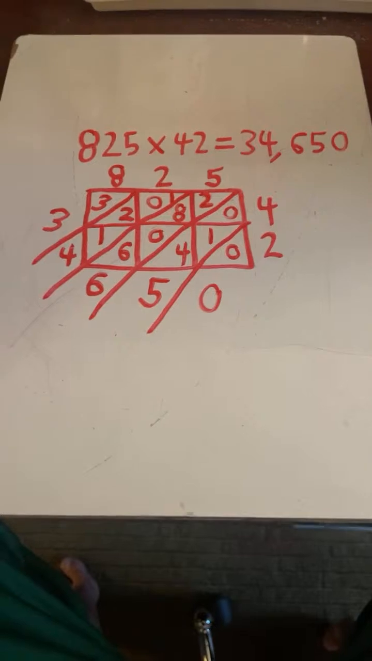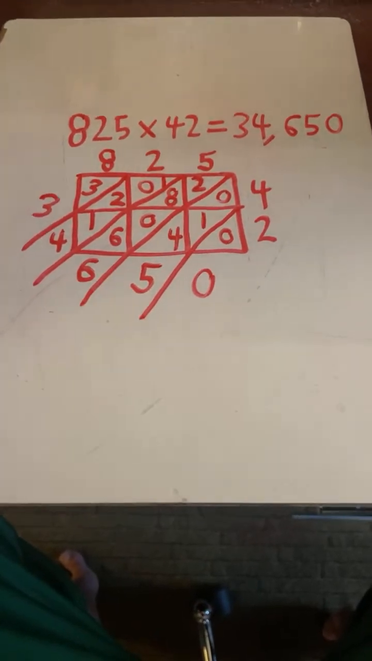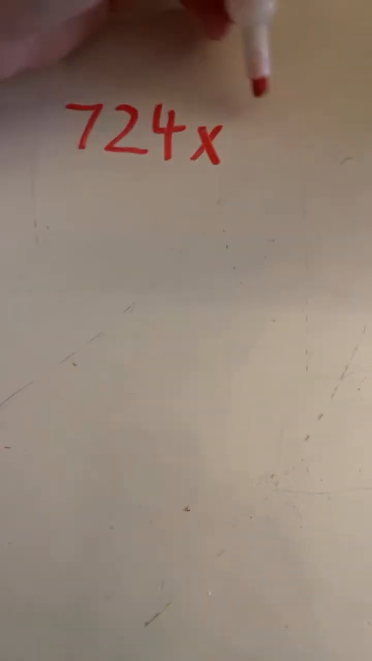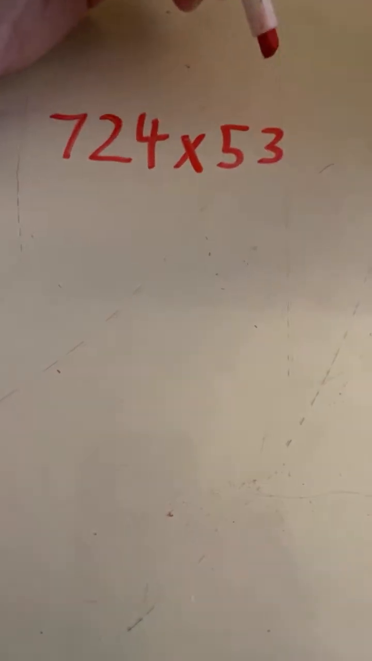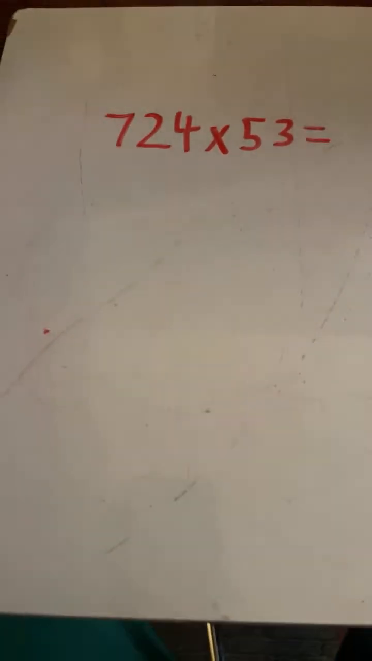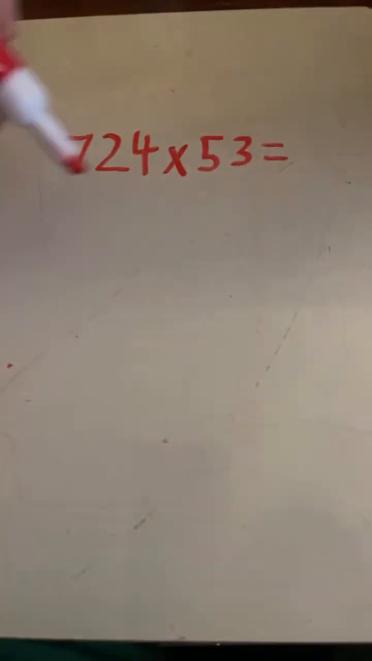All right, I'm going to do at least one more example for this video. All right, next example problem. 724 times 53. 724 times 53. So again, this video is focusing on the lattice method.